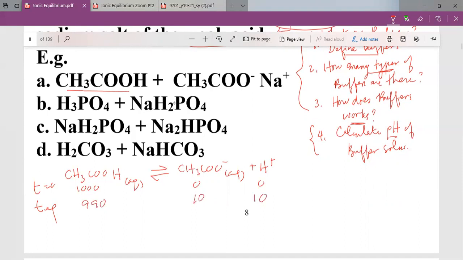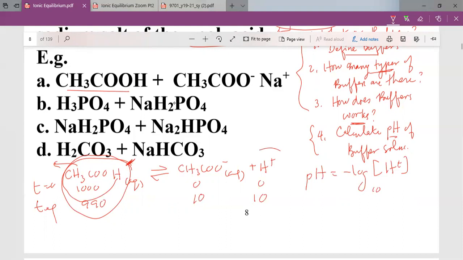Now, that is a very small amount. That means most of it is this molecule, and this fellow here won't change the pH. Why? Because pH is equal to minus log base 10 of H plus. This is not H plus, this is a molecule. So if you have a high concentration of this, the pH won't change. It is this fellow here that causes the pH to change, because pH is a measurement of the concentration of H plus.